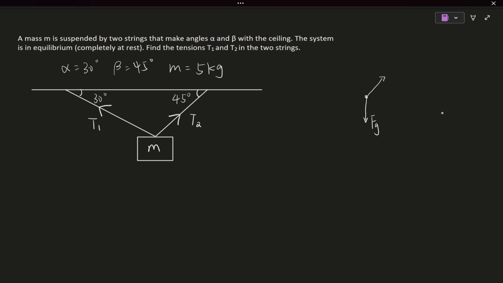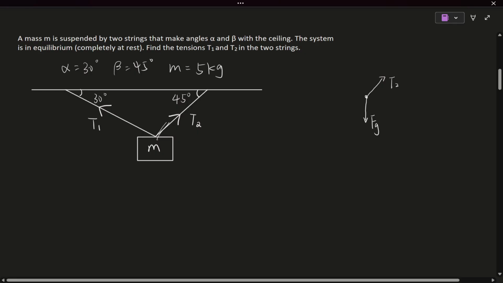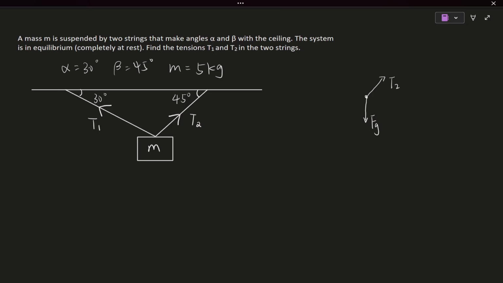Let's say this is T2, because imagine this rope is pulling it in that direction. This is T2. And then this is T1. So this is our free body diagram over here. And because it's at equilibrium, which means it is completely at rest, both the net force in the x direction and the net force in the y direction are equal to 0.